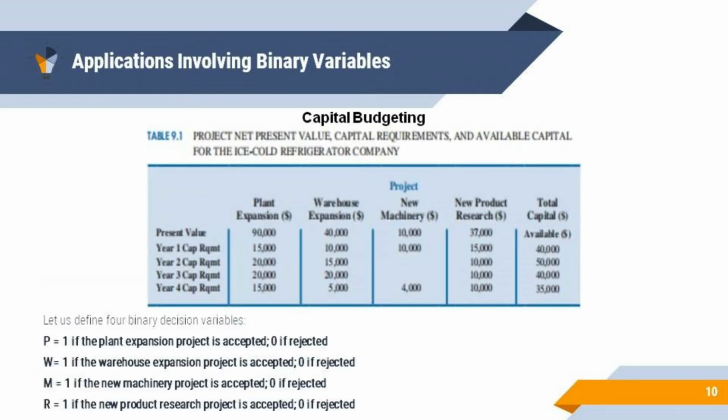For capital budgeting, as seen in the table for Ice Cold Refrigerator Company, let us define 4 binary decision variables. P is equal to 1 if the plant expansion project is accepted, and 0 if rejected. W is 1 if the warehouse expansion project is accepted, and 0 if rejected, as well as M is equal to 1 if the new machinery project is accepted, and 0 if rejected. R is equal to 1 if the new product research project is accepted, and 0 if rejected.